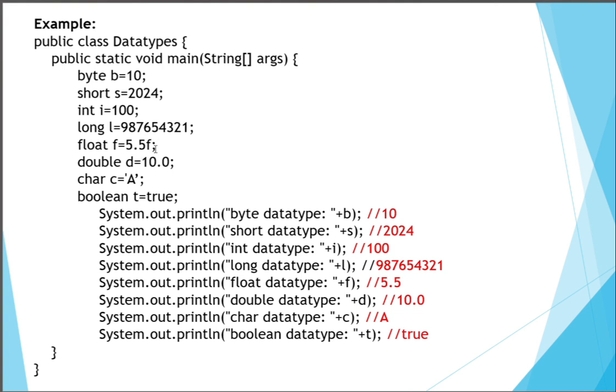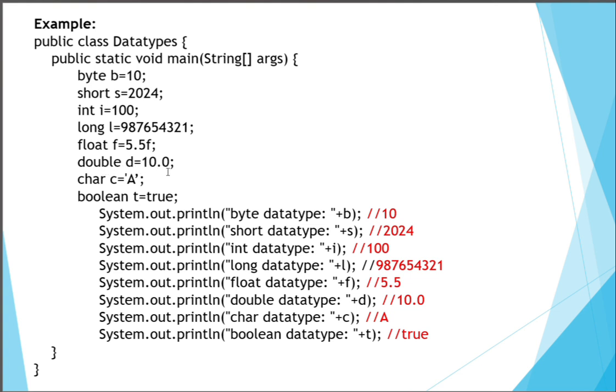Here, why are we using 5.5 F? Both double and float store fraction values, so the compiler gets confused about which data type it is. For the compiler's understanding, we store the value as 5.5 F for the float data type. At that time, the compiler can understand it is a floating value.